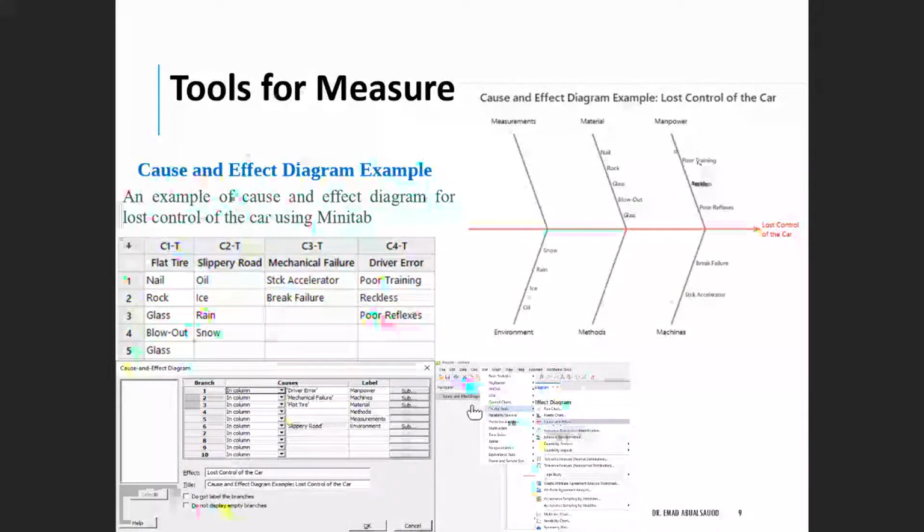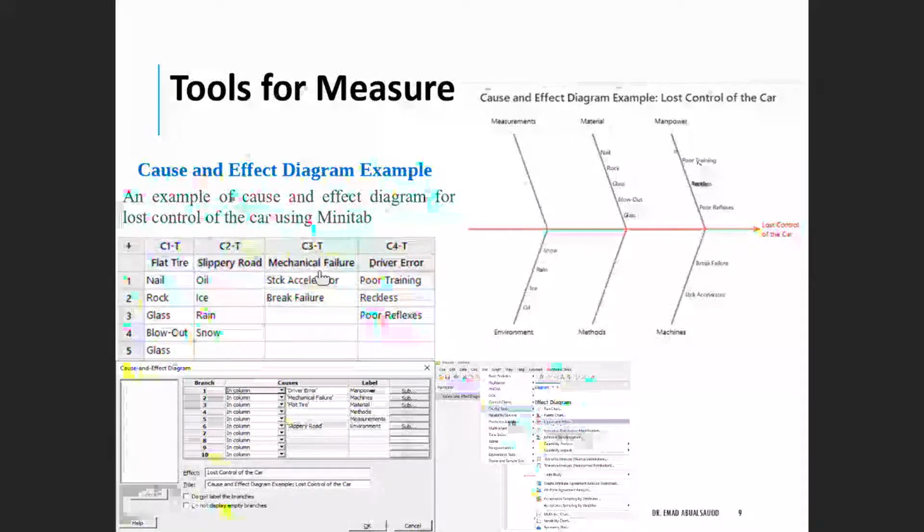When you hit that one, it will open this box here to enter the data. Now the data is written on the worksheet as you see it here in this picture. The first column, C1, was titled flat tire, and then all the sub causes for the flat tires were listed in that column. The second column for the slippery road was in column C2, and then all the sub causes for the slippery road were listed here, and so on for the mechanical failure, driver error.